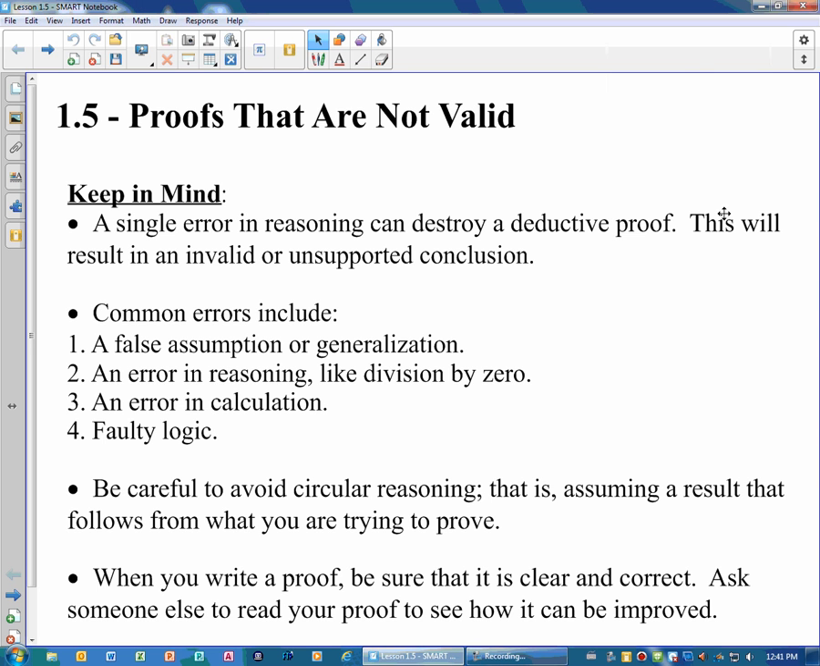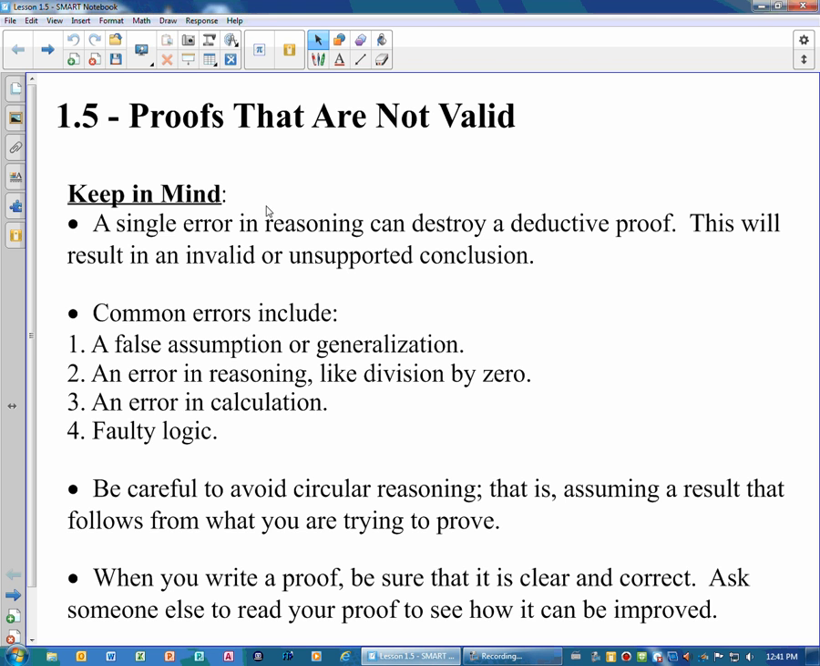Okay, so let's cover section 1.5, proofs that are not valid. Some things to keep in mind before we do a couple of examples here. It says a single error in reasoning can destroy a deductive proof, and this will result in an invalid or unsupported conclusion. So there are a few tricks that you can look for that are errors, and hopefully they can help you to determine if a proof can be valid or not.